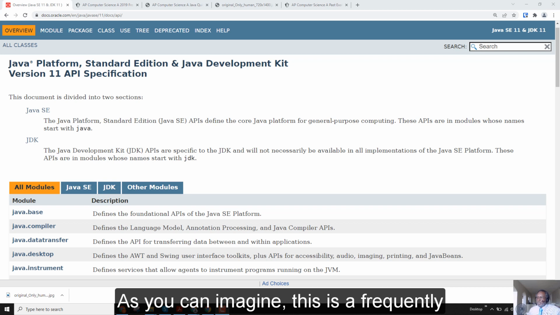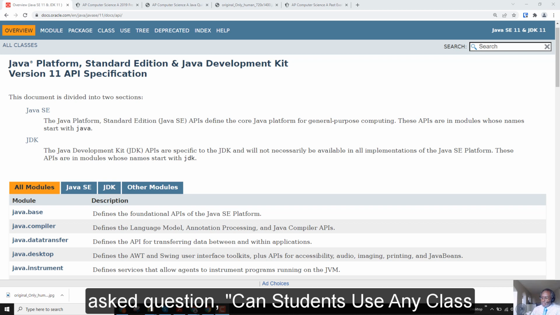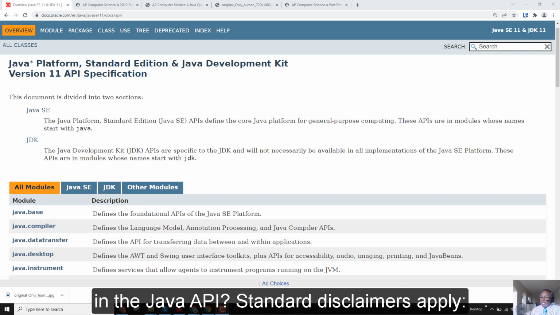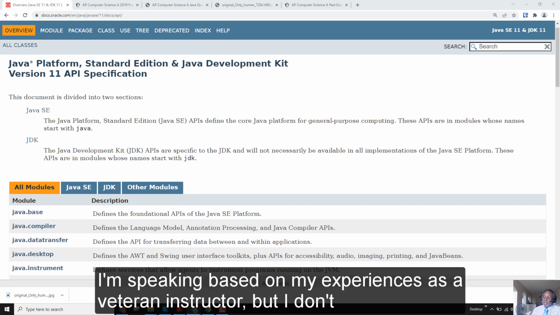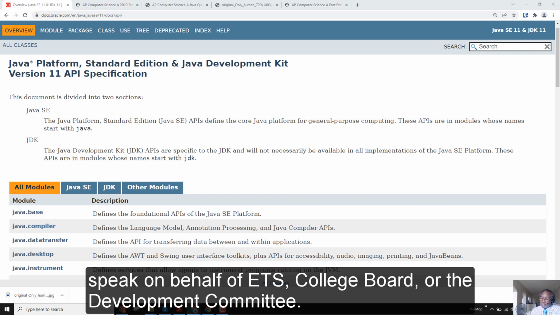As you can imagine, this is a frequently asked question. Can students use any class in the Java API? Let's start with the standard disclaimer. I'm speaking based on my experiences as a veteran instructor, but I don't speak on behalf of the ETS, the College Board, or the Development Committee.